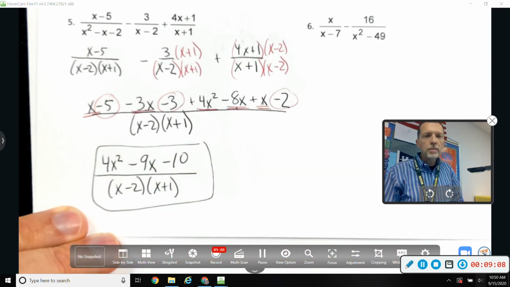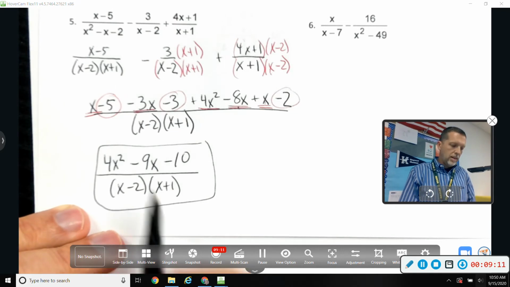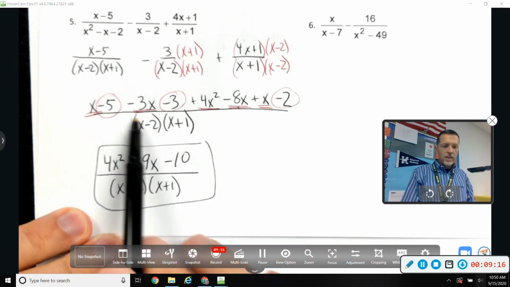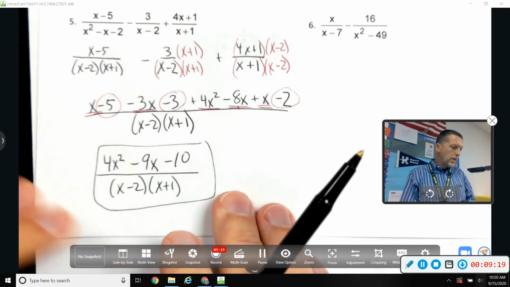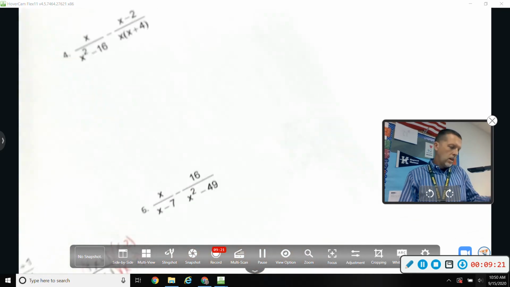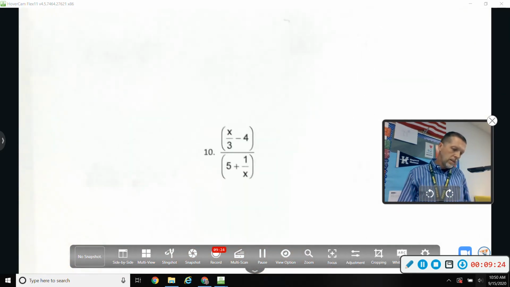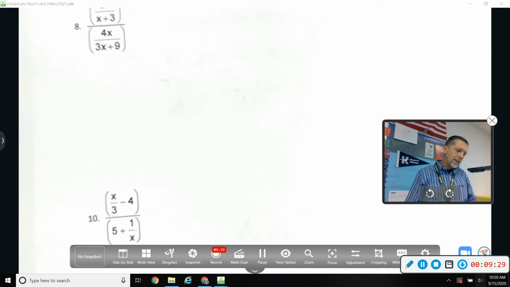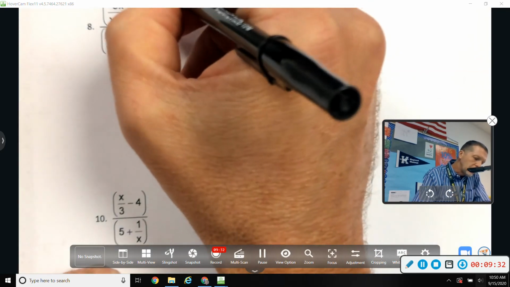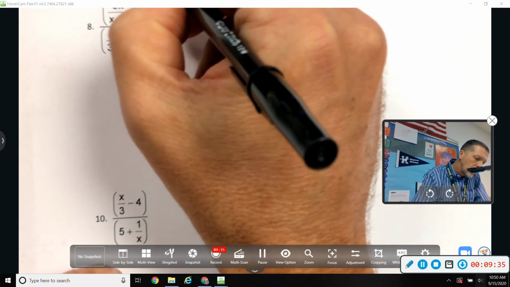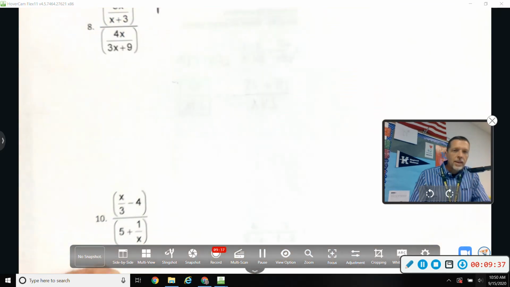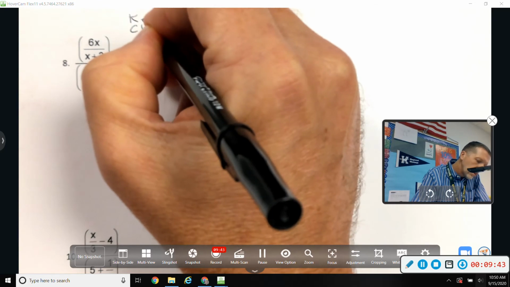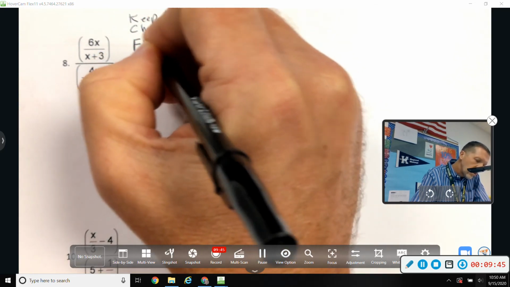So a little bit more complicated, but it's the same thought process. Get the denominators the same, and then fix the numerators as part of that process, and then clean up the top, leave the bottom alone. All right, number 8. This gets a little bit different here. I'm dividing with fractions, but to divide with fractions, hopefully you remember keep it, change it, flip it.